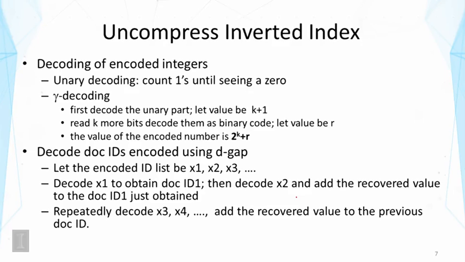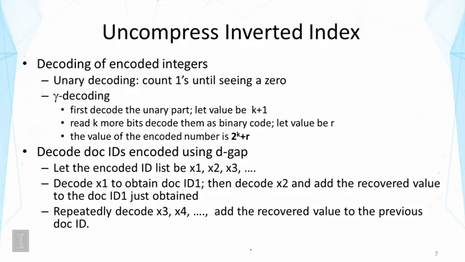So how do we uncompress an inverted index? We just talked about this. First, you decode those encoded integers, and we just discussed how we decode unary coding and gamma coding, so I won't repeat. What about the document IDs that might be compressed using d-gap? Well, we're going to do sequential decoding. Suppose the encoded ID list is x1, x2, x3, etc. We first decode x1 to obtain the first document ID, ID1. Then we would decode x2, which is actually the difference between the second ID and the first one.